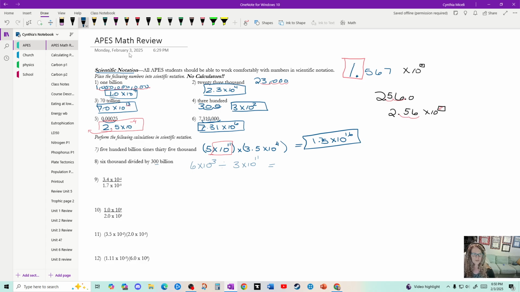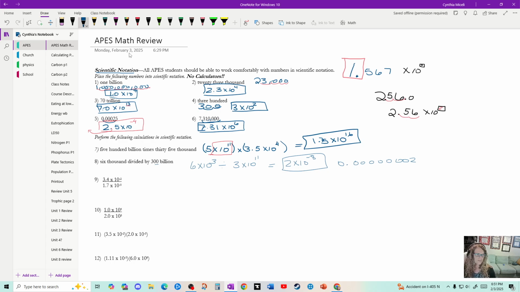Same thing. So I'm going to put in my 6, my second function EE button 3, the divided by sign, the number 3, second function EE 11, and if I do that, I should get 2 times 10 to the negative 8. So remember that is 0.00000002. That's what that number is. So scientific notation is just to make this way more convenient to write, less things to write.